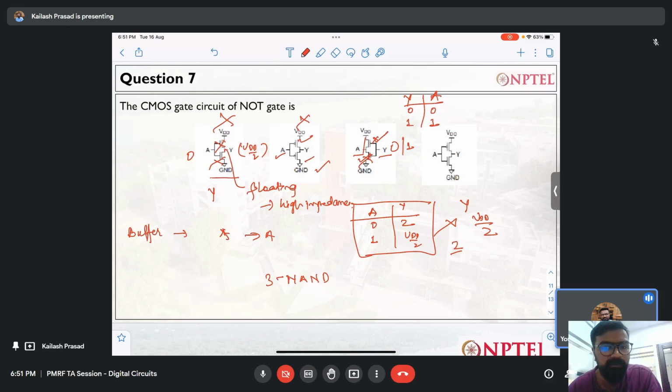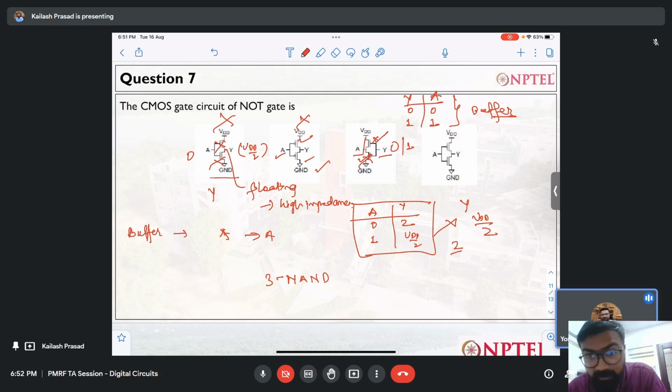In digital logic, this will not be a complete output like a full VDD. There will be some drop which is known as the threshold voltage drop. You will learn this in analog electronics or electronic devices. Or in the transmission gate, if you have learned, there is always a VT drop if you are connecting VDD to an NMOS gate or ground to a PMOS gate. But still it will act as what we call a buffer. Whatever input you get, you get the same output, but not a very good buffer.